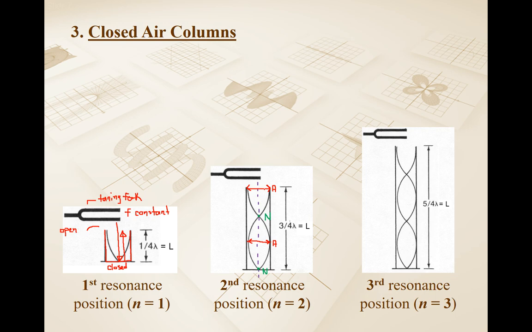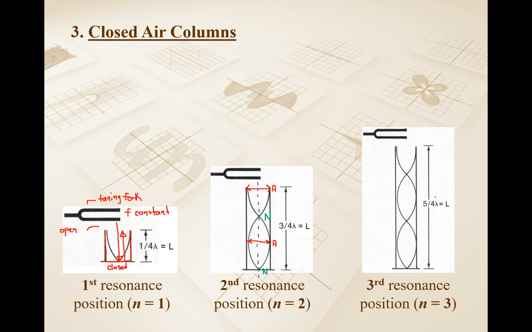Now, I've shown you where the first three resonance positions are for a closed air column. The first one would be where you have a quarter of a wavelength within the length of the tube. The second one would be where you have 3/4 of a wavelength within the length. And the third resonance position, so the third time you can get this really loud sound at the opening, would be where you have 5/4 of the wavelength.